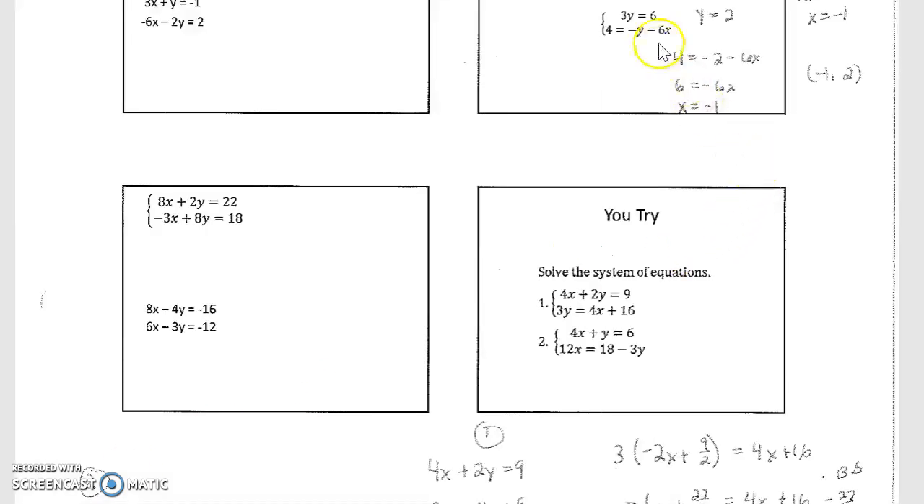Okay, here's your solution. That first equation should have been very easy to solve. 3y equals 6. You should have divided by 3 and got y equals 2. Should have been very easy. Then you just take the 2, plug it in for the y, and solve. 4 equals negative 2 minus 6x. Add the 2 to the other side, which is 6. So 6 equals negative 6x. Divide by a negative 6, x is equal to a negative 1. Very simple answer. Negative 1 comma 2 is your solution. Negative 1 comma 2. Okay? All right, go ahead and find your notes. Let's keep going.